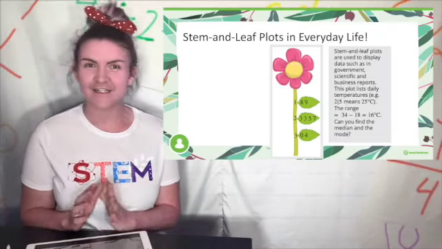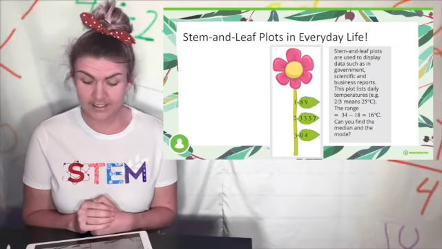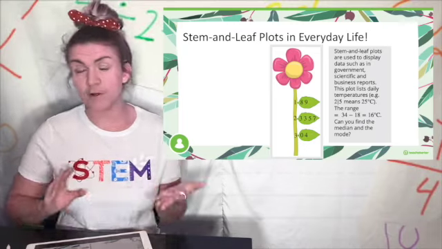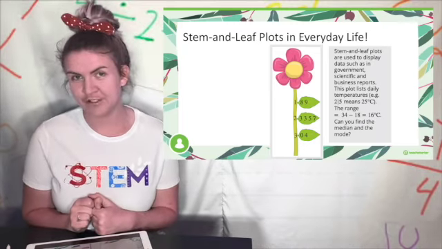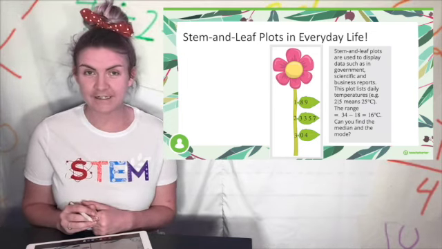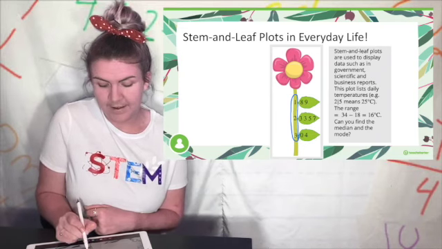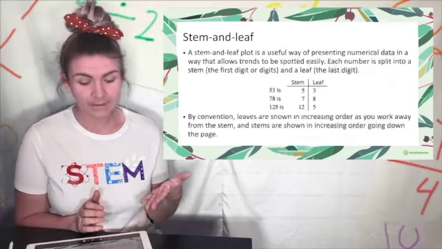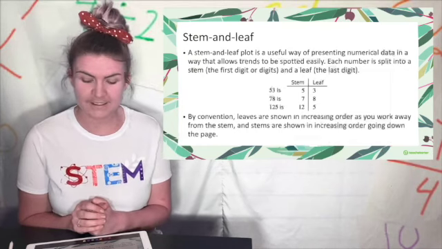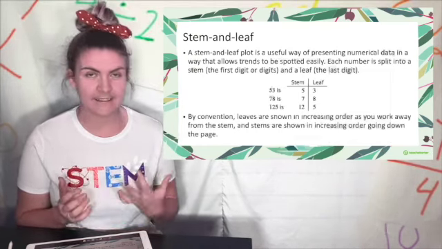Stem and leaf plots in everyday life. Stem and leaf plots are used to display data such as in a government, scientific, or business report. This stem and leaf plot is showing the daily temperatures. Notice that the graph gets its name from having a set of numbers in the stem and then other numbers coming off on the leaves. A stem and leaf plot is a useful way of presenting numerical data in a way that allows trends to be easily spotted.